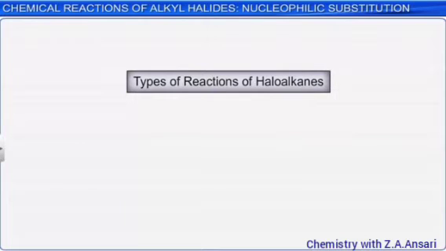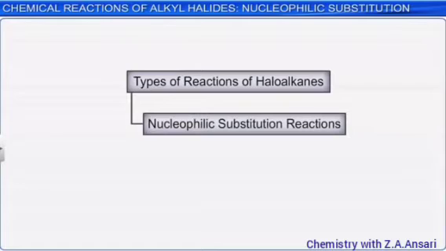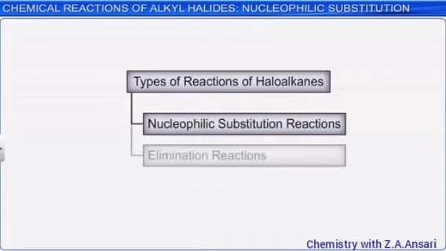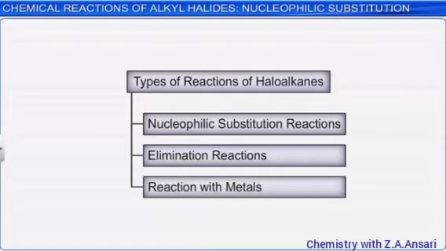1-chloropropane is in the middle. Haloalkanes undergo 3 types of reactions. They are nucleophilic substitution reactions, elimination reactions, and reaction with metals.